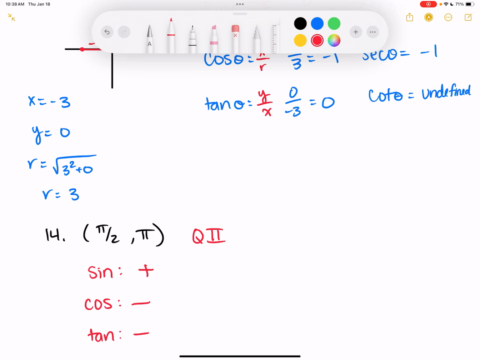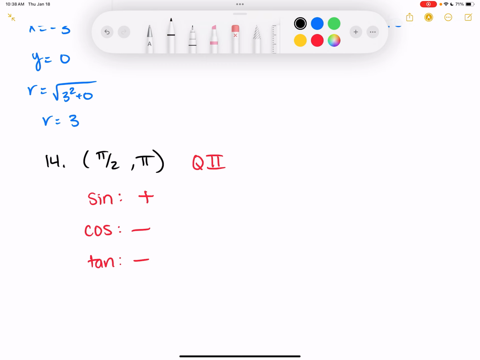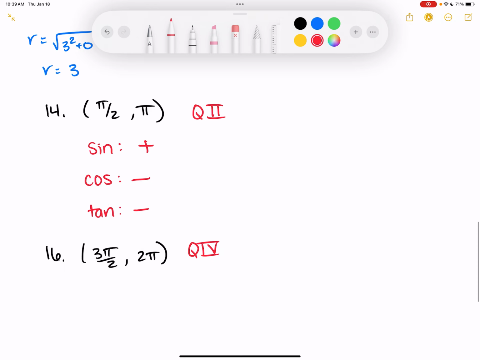So as you see, these are rather uneventful problems. It's nice to be uneventful sometimes. 16, 3 pi over 2 to 2 pi. What quadrant is that? Quadrant 4. Yeah, I got it right this time.